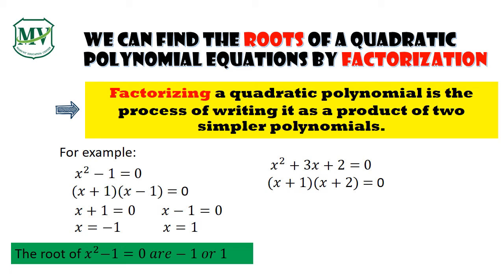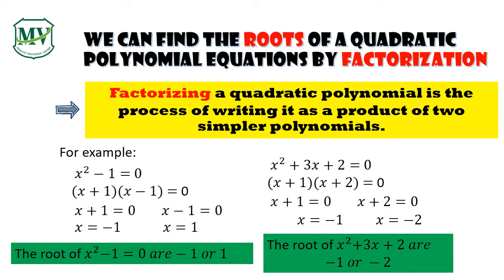So the factorization of it is (x + 1)(x + 2) = 0. Then x + 1 we could write as x + 1 = 0, and x + 2 we could write as x + 2 = 0. Then x + 1 = 0 will become x = -1, and x + 2 = 0 will become x = -2. So the roots of x squared plus 3x plus 2 are -1 and -2.